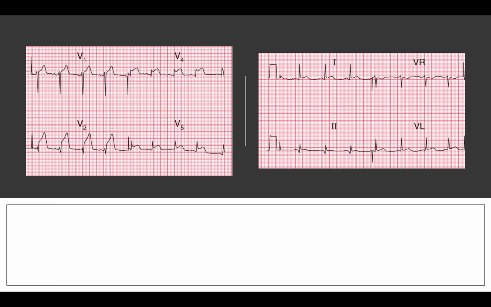The point of these last few examples was so that you are able to recognize some normal things on an ECG.